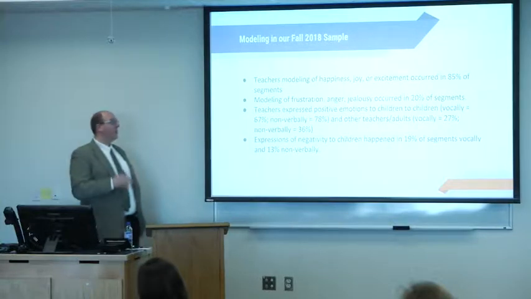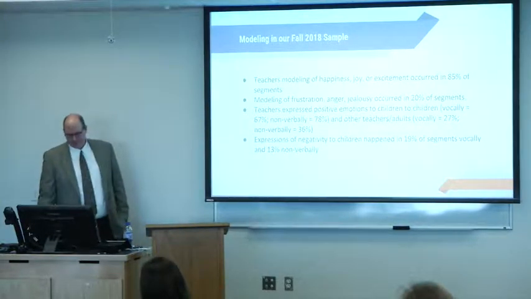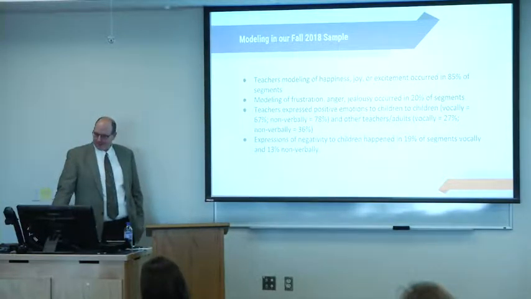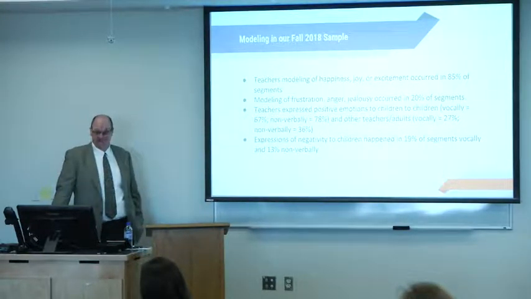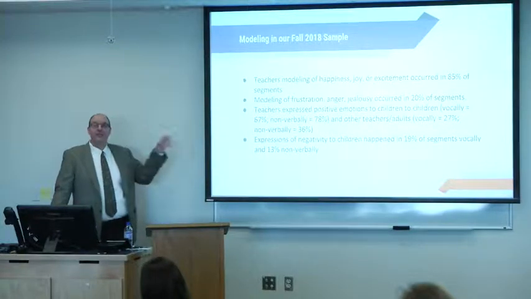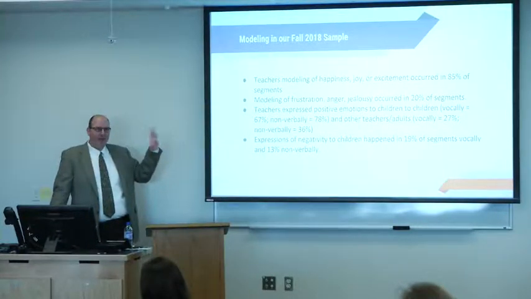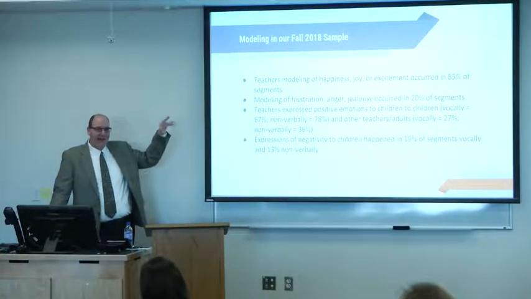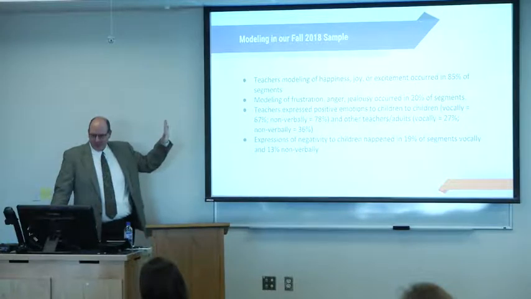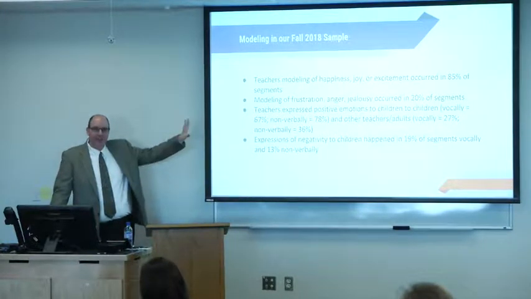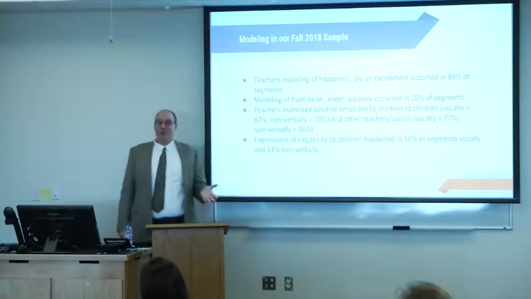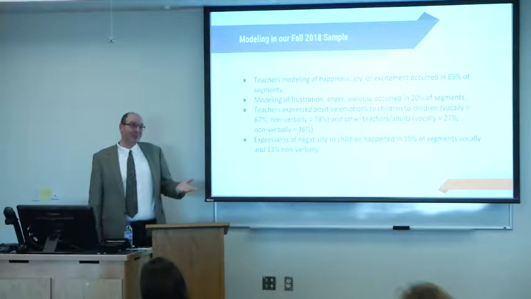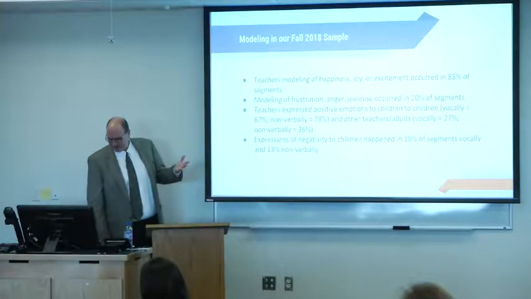So, from our fall sample, these are just a few tidbits. Teachers' modeling of happiness, joy, or excitement occurred in 85% of segments, so quite common. By the way, because I was just doing these analyses on Wednesday, it's possible I did something wrong. Kind of like a caveat, a little star. You can't hold me to these for all time, but I think these are solid. Modeling of frustration, anger, jealousy occurred in 20% of segments. So that's still relatively common, much less, but relatively common.